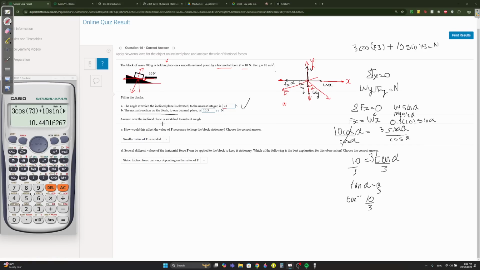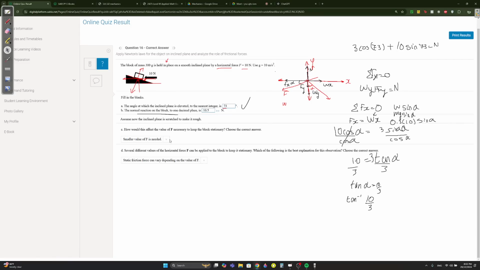Assume now the inclined plane is scratched to make it very rough. How will it affect the value of F? Obviously, to keep the block stationary, there's going to be more friction. So would you need to apply a force now? No. It's going to be a very small value of F. Several different values of the horizontal F can be applied to keep it stationary.